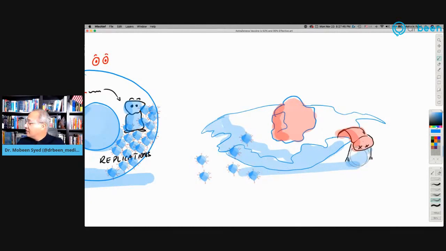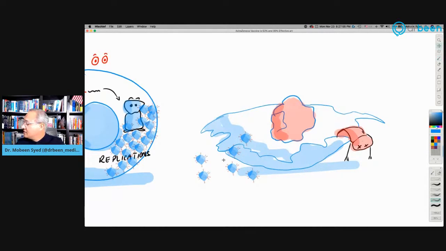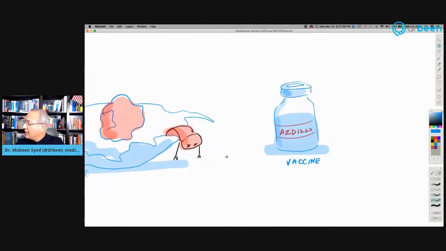And I made this little ribosome. I love ribosomes. So this is a dead ribosome. He's just hanging out there. So now these viruses are harvested. These viruses are then bottled up, and that is the vaccine.